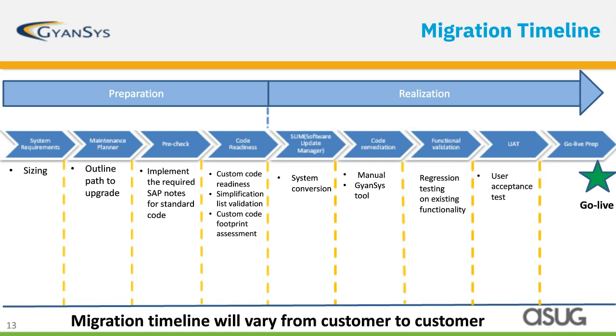Then comes the realization part. You do the system conversion. That's a standard SAP process, and tools are available for that. And code remediation: for custom code, we provide a tool where you can remediate maybe 50 to 60% of the code. As I said, it's not mandatory to remediate all the code from day one. You can prioritize.